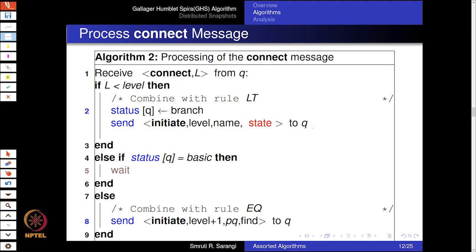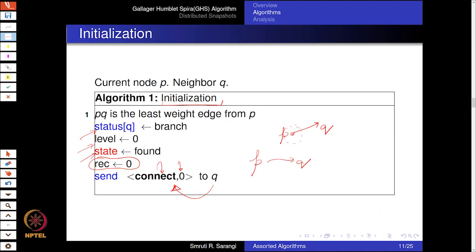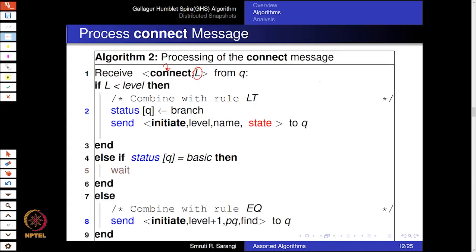Now coming to algorithm 2, which is the processing of the connect message. When I receive the connect message, the message type is connect and L is the level of the sender. In this case, the level of the sender is 0. When a node receives a connect message, of course you can say P sent it to Q, but what is our convention? Our convention is that I am always node P and the other node is Q. So as far as I am concerned, I am node P, getting a connect message from another node which is Q. This is the convention that we adopt. Might be confusing, but this is what we do.